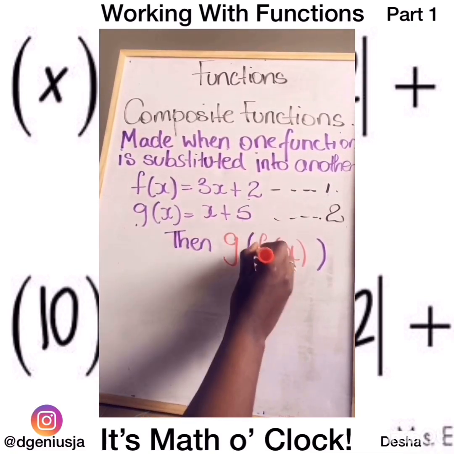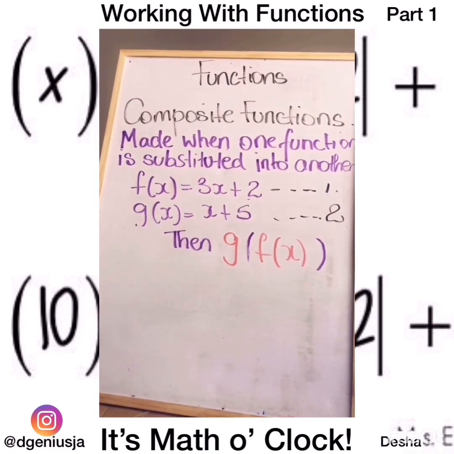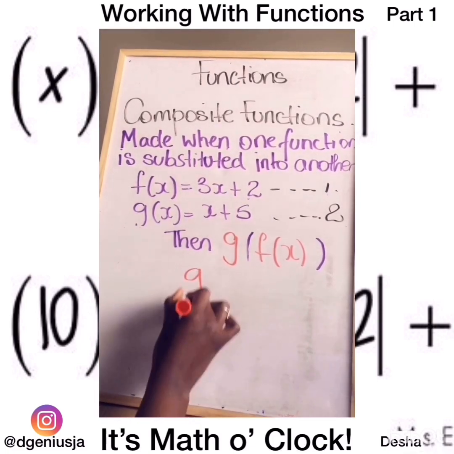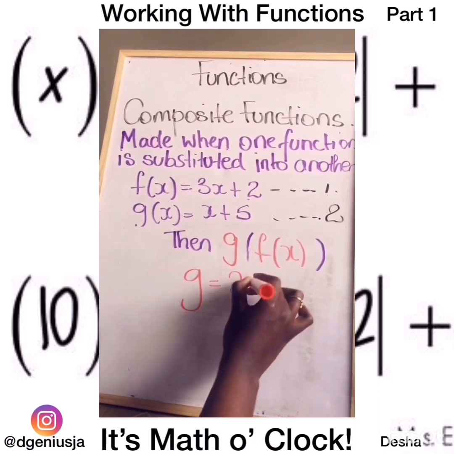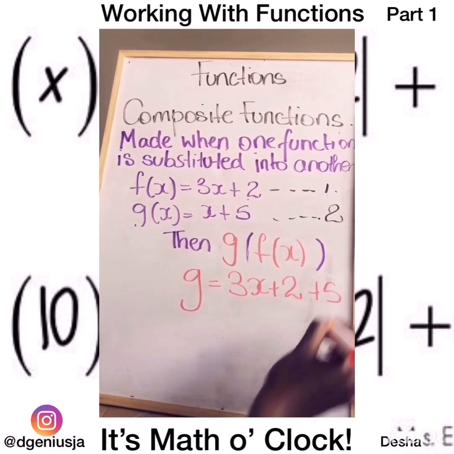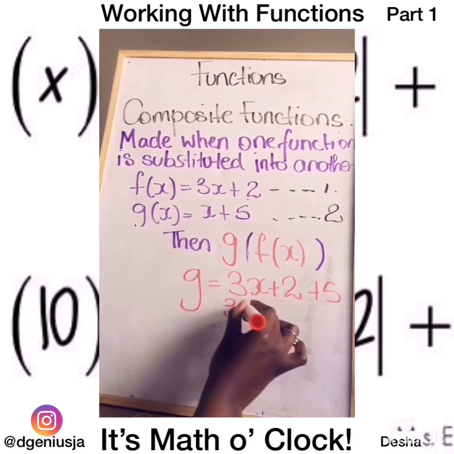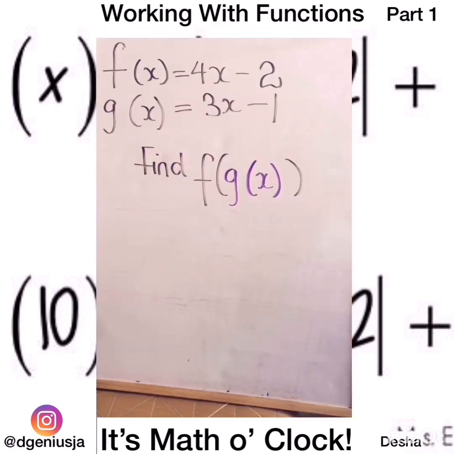g of f of x. Inputting the value of f into g is all we need to do. So g is equal to 3x plus 2 plus 5. This would be equal to 3x plus 7.